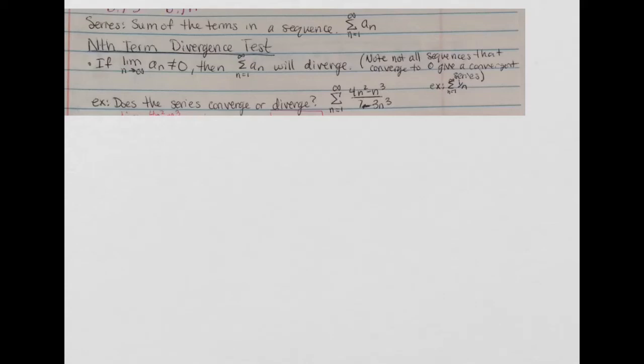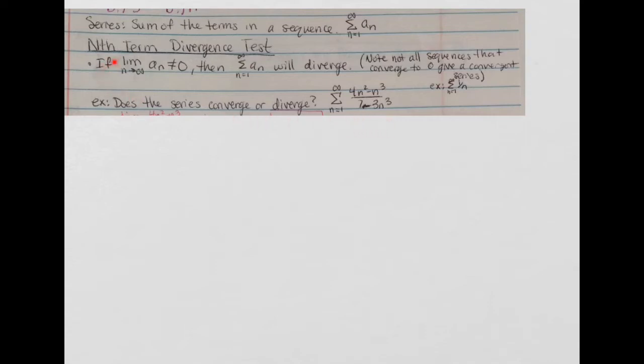We're going to look at some tests to tell if some series either converge or diverge. A series is going to be a sum of the terms of a sequence. Remember from previous lessons, a sequence is a list of numbers in a certain order that have a pattern. A series is going to add all of those numbers together. Sometimes you can add an infinite amount of numbers together to get a finite sum, and sometimes you can't. When you cannot, that means the series diverges.